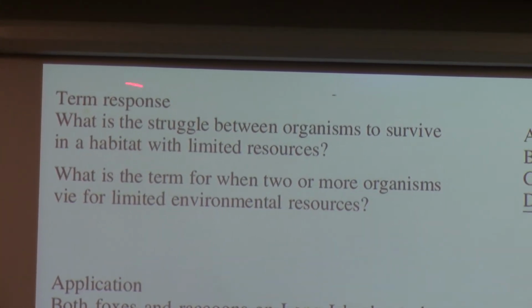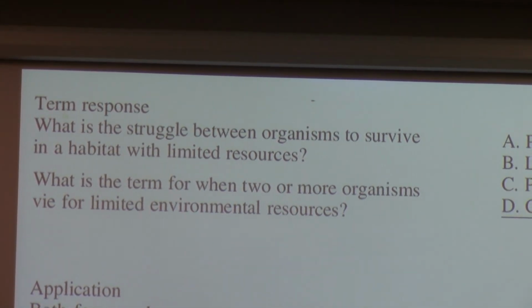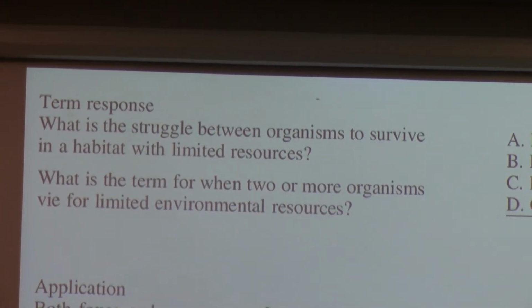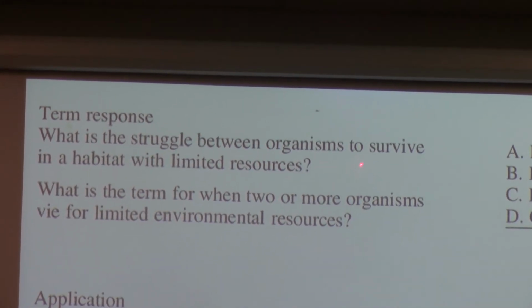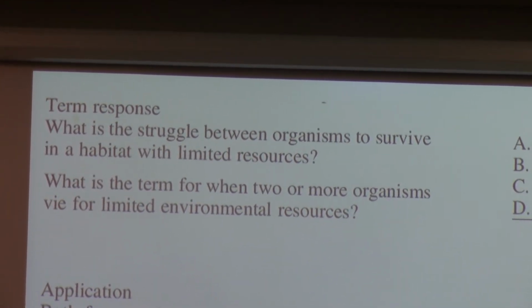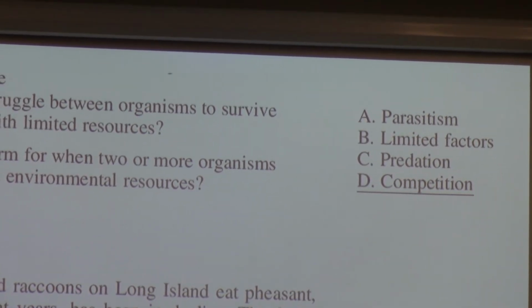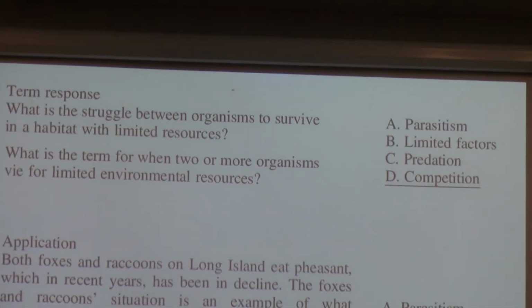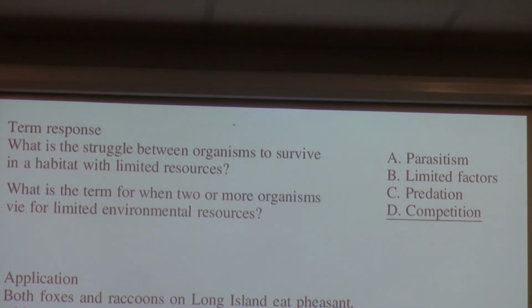And even for these kinds of questions, there were always alternate forms. So no question was repeated on the quiz and on the final test. They could always switch to an alternate form. So it's never a verbatim repetition. For example, term response: what is the struggle between organisms to survive in a habitat with limited resources? That's testing the concept of competition. Answer D. But that's also the same answer to this question that says, what is the term for when two or more organisms vie for limited environmental resources? So again, alternate forms of a question, testing the same concept.